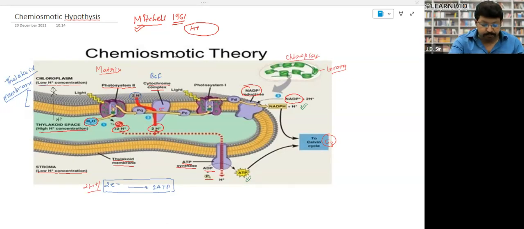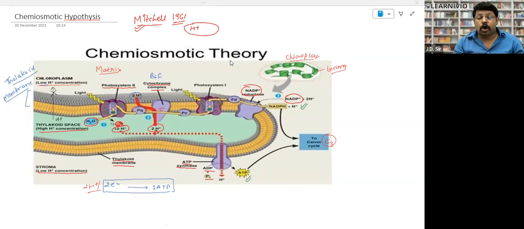The proton gradient is broken down due to movement of protons through a transmembrane channel, that is, the ATP synthase enzyme. Full stop.